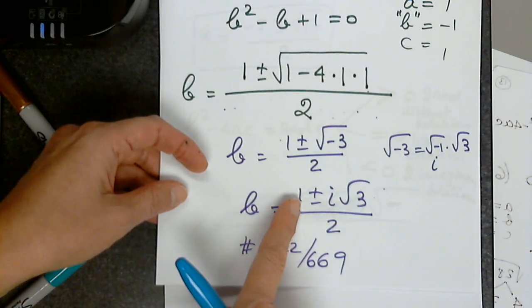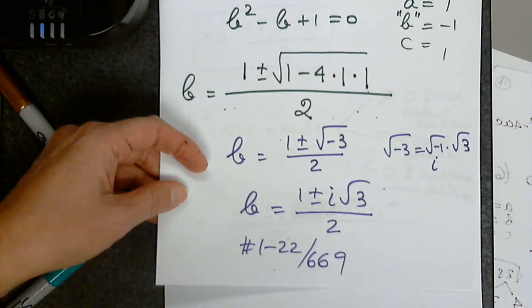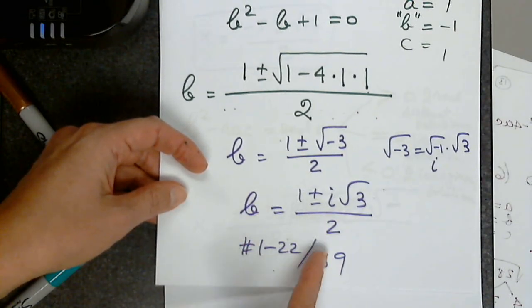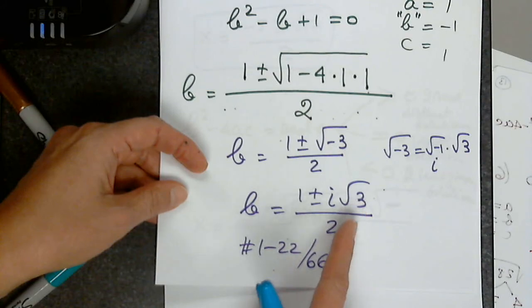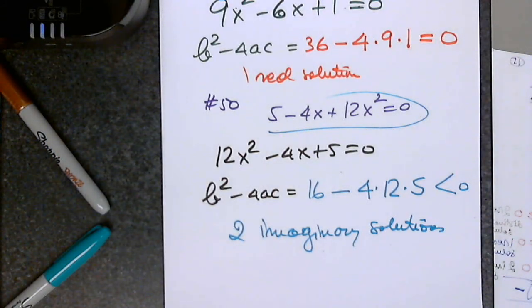Look, 1/2 plus i times the square root of 3 over 2, and the other solution is 1/2 minus i times the square root of 3 over 2. So complex solutions come in pairs. This is the complex solution and its complex conjugate. Okay, we're ready for word problems.